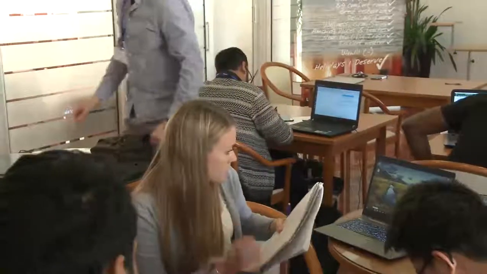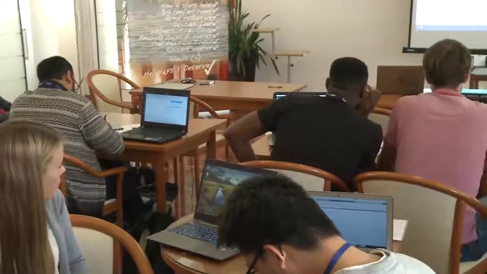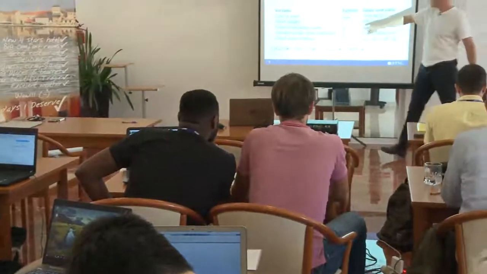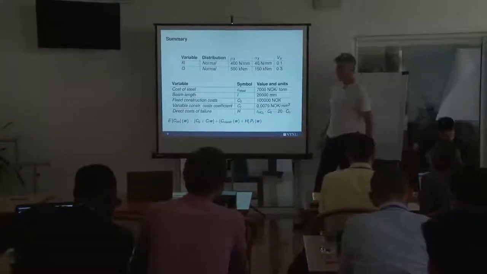You don't need that directly. What you need is only this here. So the cost of steel is actually not directly relevant. It's just to give you the feeling that we are talking about real numbers, right? So what you need is the C1 here, because it's the expectation, that's the risk.